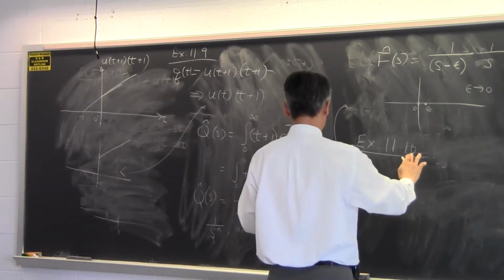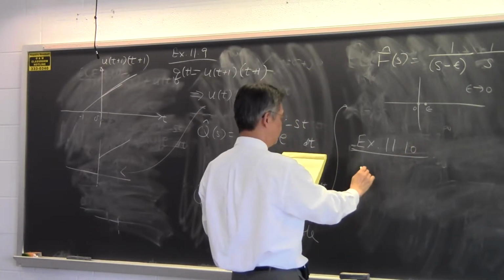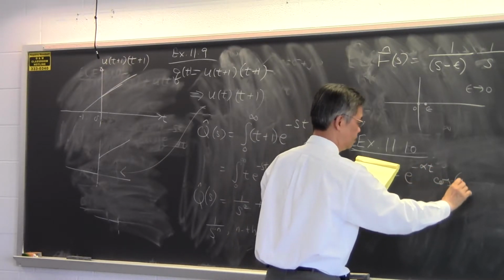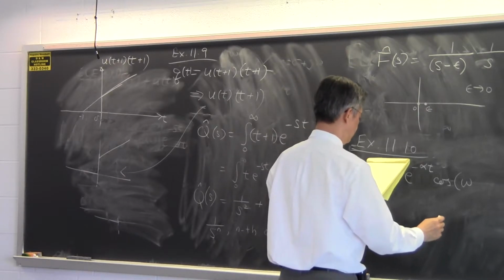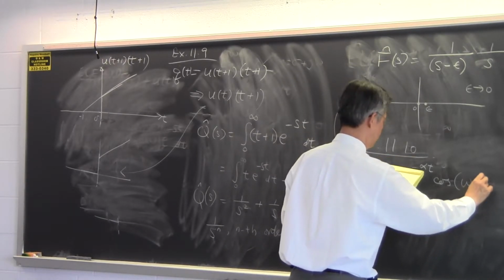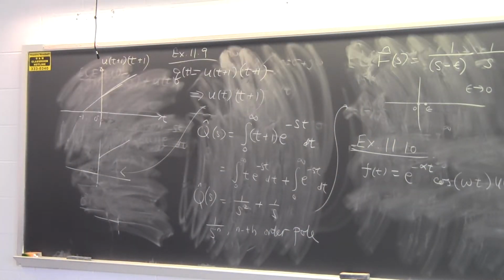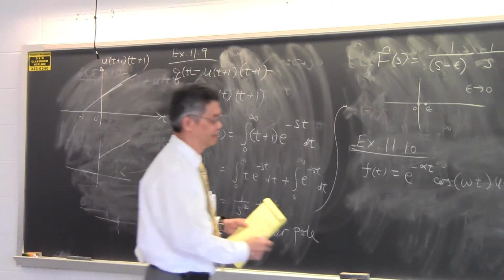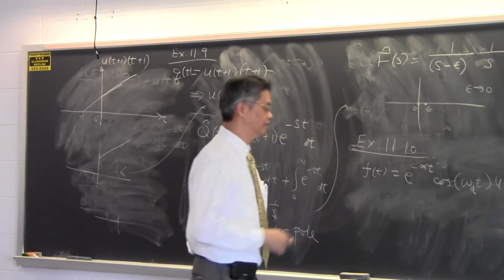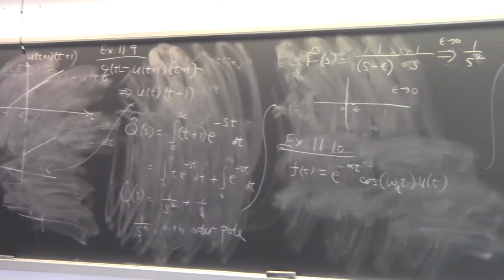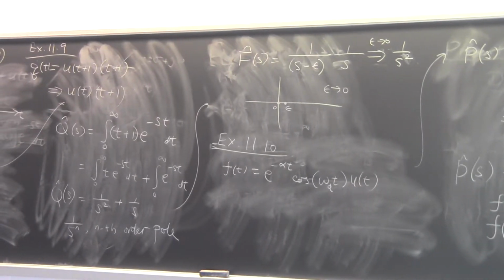Example 11.10 gives you this example of f of t equals e to the minus alpha t cosine of omega t u of t. Let me see what the textbook calls omega. Okay, it calls it omega d. And how would you find the Laplace transform of such a complicated looking function? What is the first strategy that you should use given such a complex function? Do you do integration by parts, or do you do something cleverer than that?